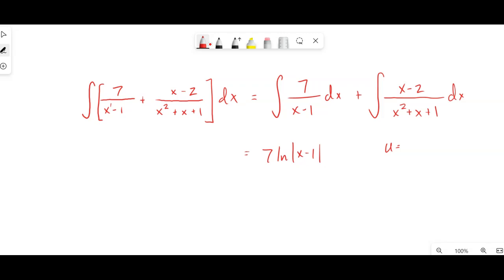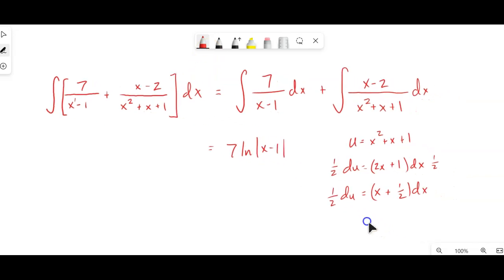But you'll see if I let u be x squared plus x plus 1, du is 2x plus 1 dx. And I have an x minus 2. So if I divide away the 2, or if I multiply this by half, you can think of that. I'd have 1 half du. I would have 1 half du is x plus 1 half dx. And I don't have that, but I can kind of force it.